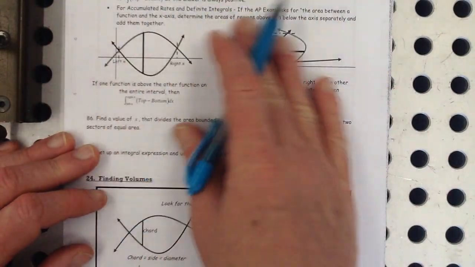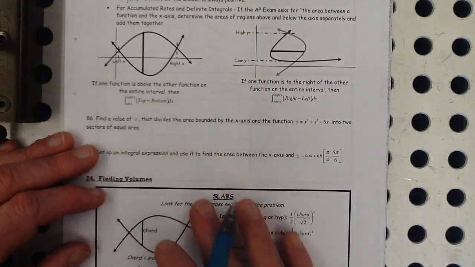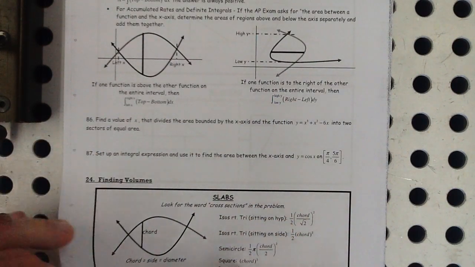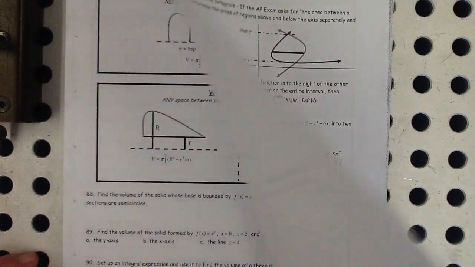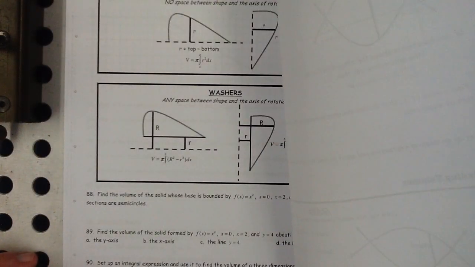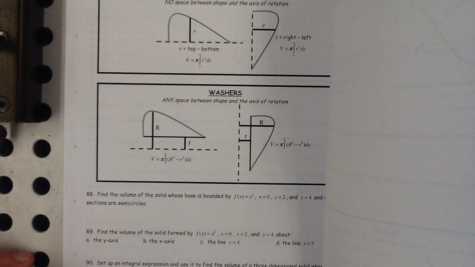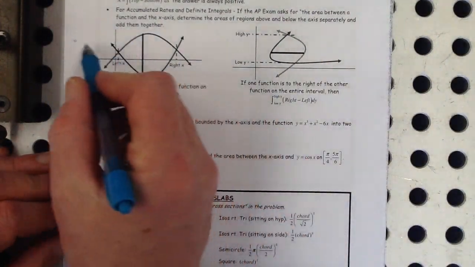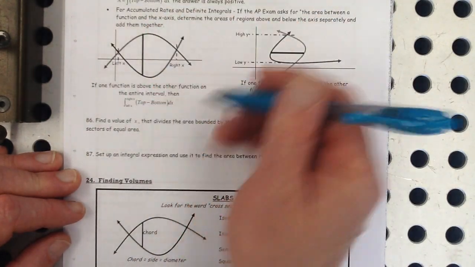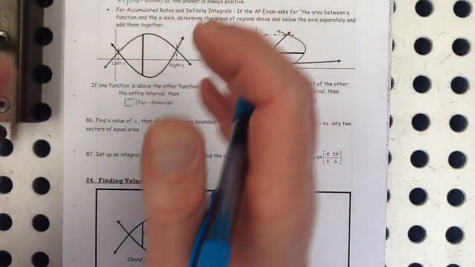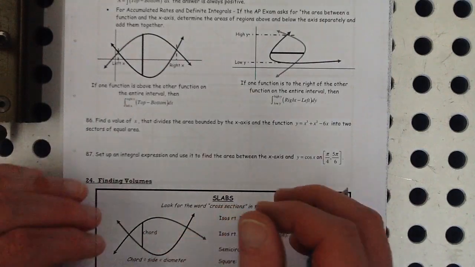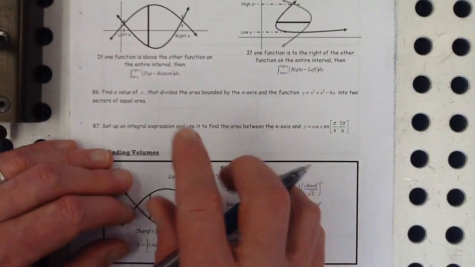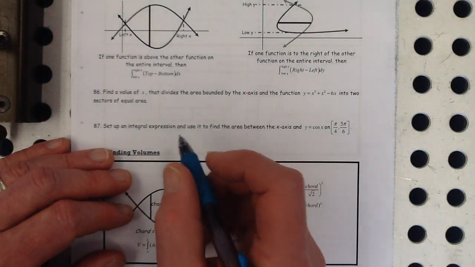You can read through this stuff if you want for review. The one thing that's missing in this little review section here about volumes is what happens if you rotate around a line that's not the x-axis or the y-axis. You have to put that little shift in there in both parts of it, if there are two parts. So you can look at some of our problems. We did not skip that, but they are skipped in this review packet.